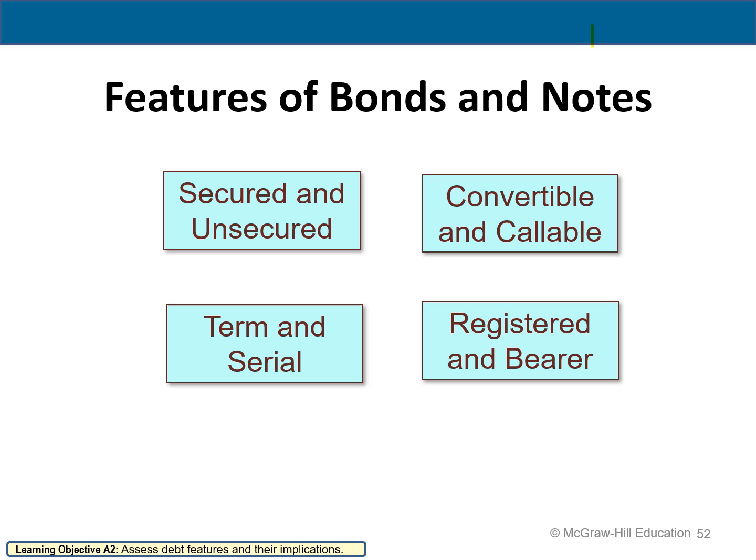I think that's a super summary. You can read more in the book about the different features of bonds and notes, but that should give you a good summation anyway.